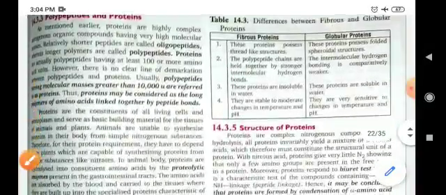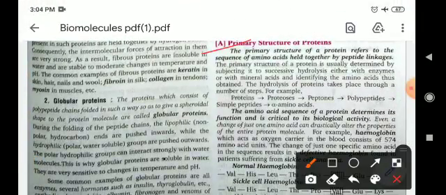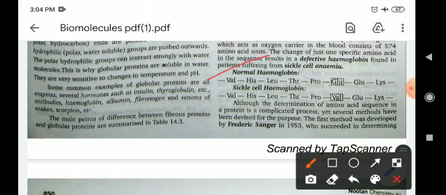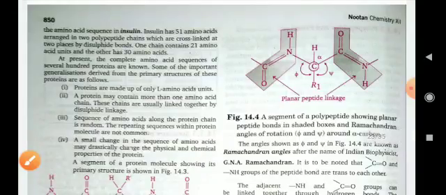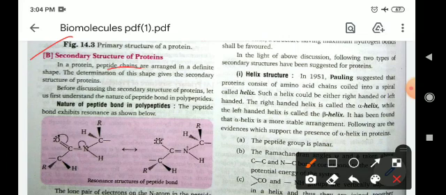Now come to the structure of proteins. So the primary structure of proteins: the primary structure of protein refers to the sequence of amino acids held together by peptide linkages. For example, in normal hemoglobin, valine, histidine, leucine, threonine are arranged in a linear chain. So these are basically known as the primary structure of protein. Okay, now come to the secondary structure of protein. In the protein, peptide chains are arranged in a definite shape. The determination of the shape gives the secondary structure of protein.